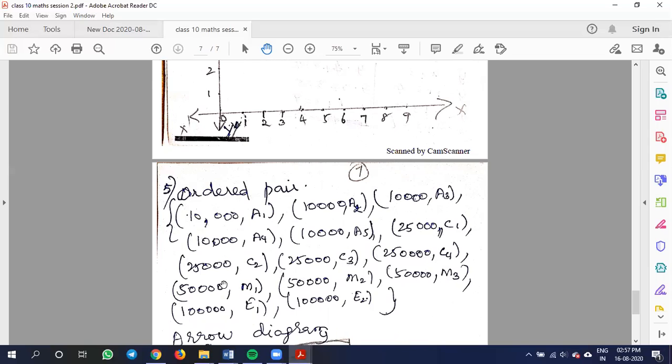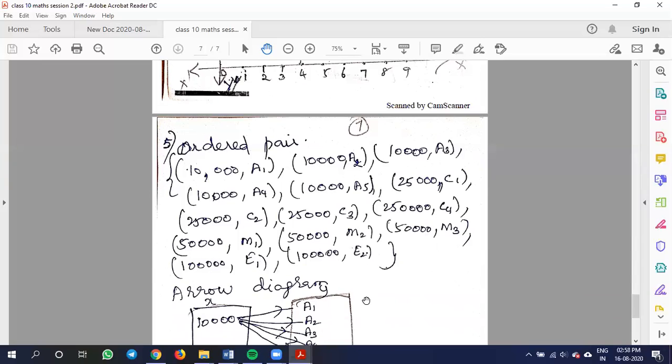Then 3 managers you have. In the ordered pair, the first one is the salary, and the second one is the person, the manager or the clerk or the assistant. Here it is 50,000. So 50,000 comma M1, 50,000 comma M2, 50,000 comma M3. Then the executive salary is 1 lakh. So 1 lakh comma E1, 1 lakh comma E2. That is the ordered pair.